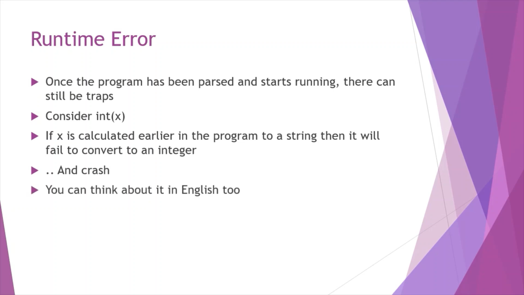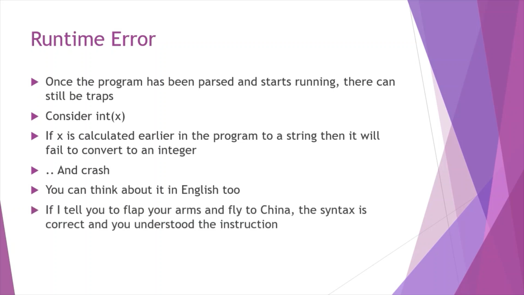You can think about it in English too. If I tell you to flap your arms and fly to China, the syntax is correct and you understood the instruction. But obviously it can't be done and it's impossible. So that's basically what a runtime error is. We're telling the program to do something, it can't be done, so it goes, no, sorry, can't do it, and crashes.